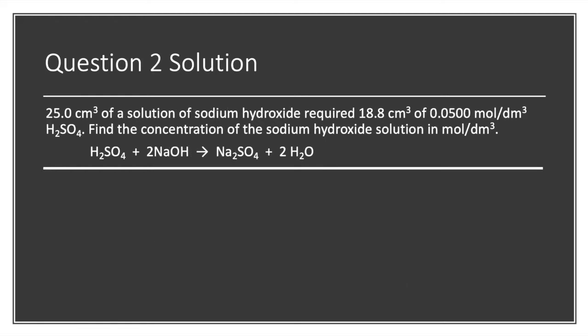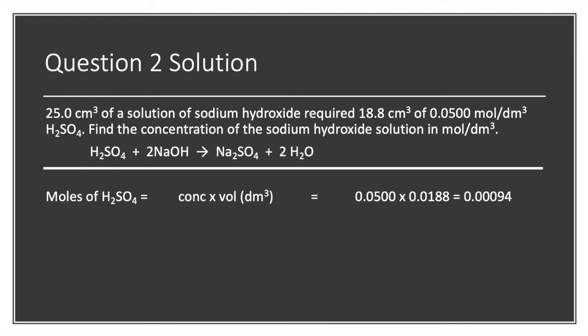Right, let's crack on with question 2. So this is very similar to the previous one. If you can, have a bash at doing this yourself. So first of all, we're going to work out our moles of sulfuric acid. We've got a concentration of sulfuric acid and a volume. So we times those two together, remembering to convert centimeters cubed into decimeters cubed.